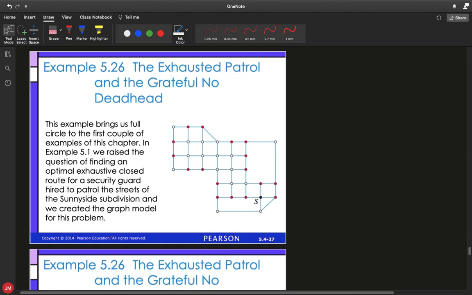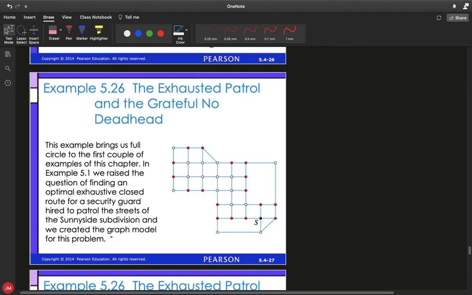Okay, so let's go back to a previous example. If you remember, this was the one from the very beginning. We had a security guard who needed to patrol the streets for the Sunnyside subdivision. Here is what that looks like if you just look at the graph apart from all the blocks and all the other features. Let's say we're trying to come up with an optimal route.